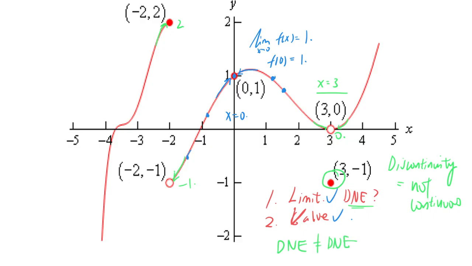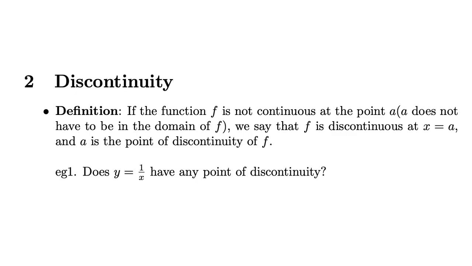So for example, if I have something like this, if this is an open point, notice that the limit does not exist, but the value also does not exist because it doesn't appear anywhere here. So even if both do not exist, this does not mean that they agree or they're equal. Does not exist is not equal to does not exist. And so if you have two does not exist, that does not mean continuous. It's discontinuous. So let me formalize discontinuity here. We say that a point is discontinuous if the function is not continuous at that point. So they're exactly the same.